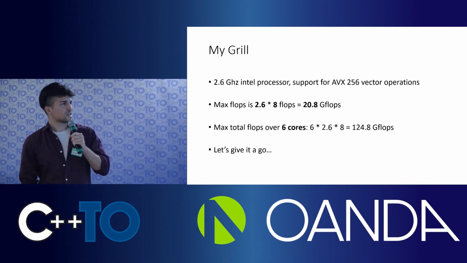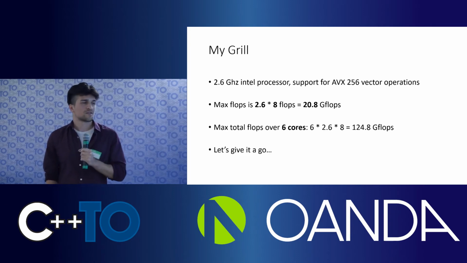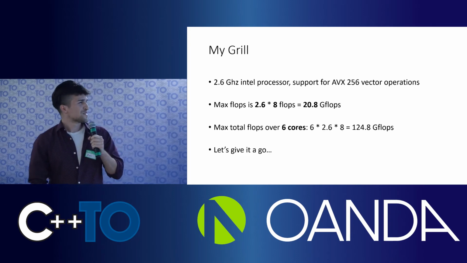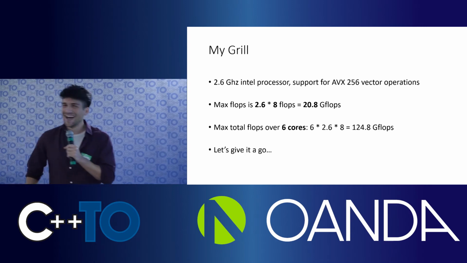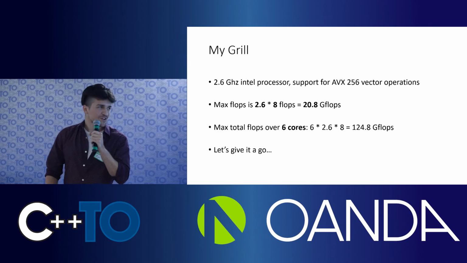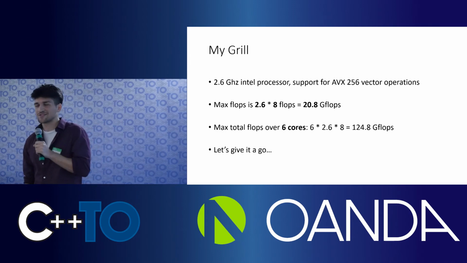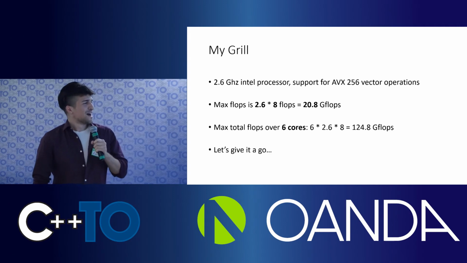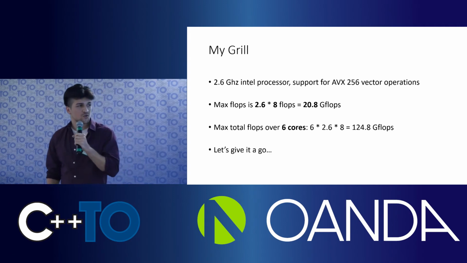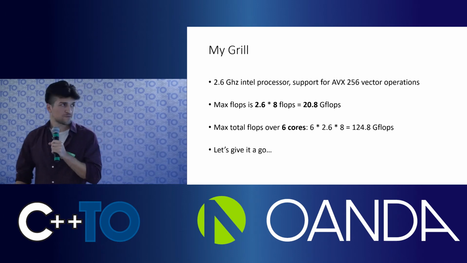A 2.6 gigahertz Intel processor. I disabled turbo boosting because then the grill gets too hot. And my grill has support for AVX 256 vector operations. I'll be talking about that in a bit. Max flops can be calculated here. If I made a mistake, you can correct me after. So the max flops across 6 cores will be approximately 124.8 gigaflops, okay? So let's give this a go. Let's see what we can do.